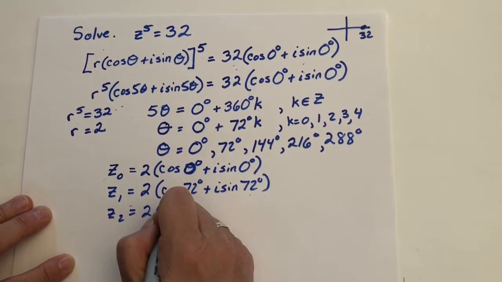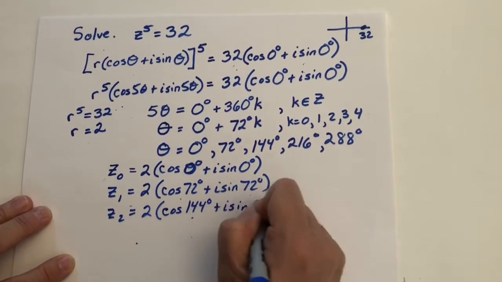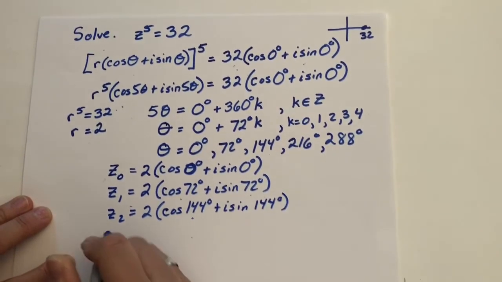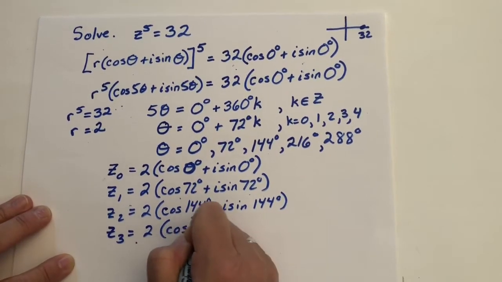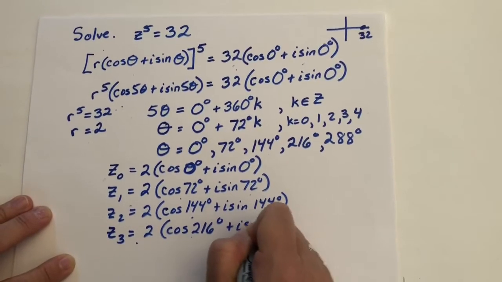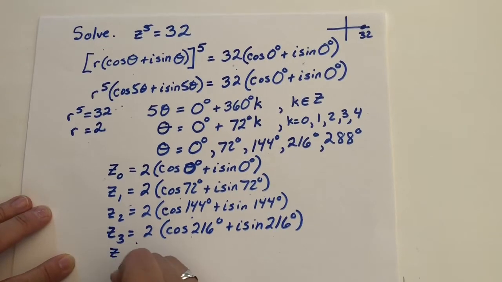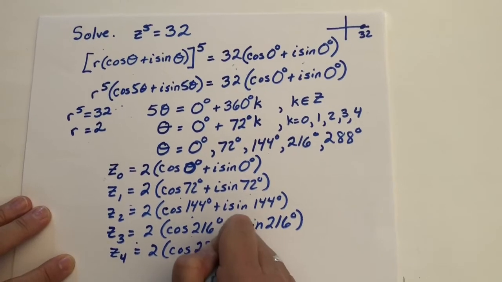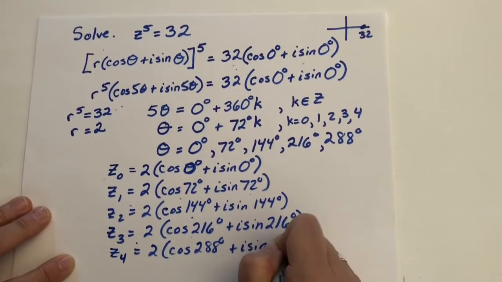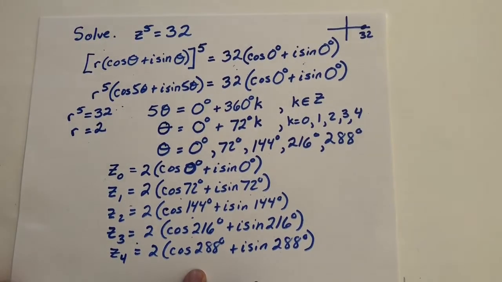I'm substituting in 144 degrees, and 216 degrees, and 288 degrees. And those are the 5 solutions to this equation. Those are the 5 fifth roots of 32.